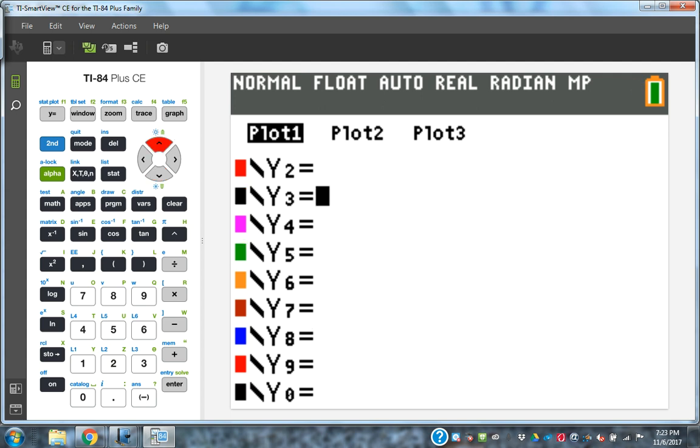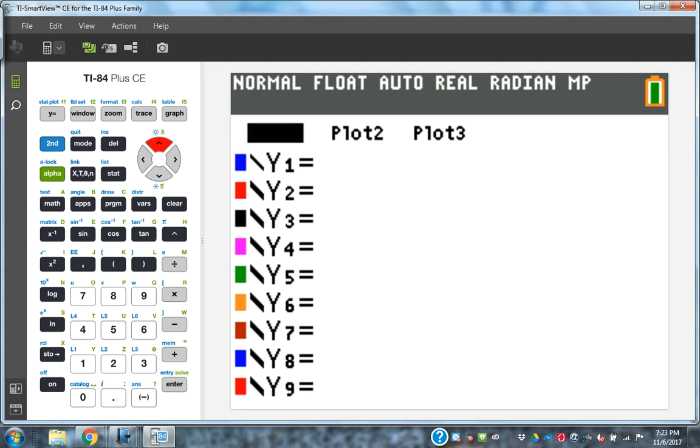There is something crazy going on my screen that I need to take care of. Up there in the top, notice how that plot 1 is darkened in. If that's darkened in, you need to turn it off. So you just arrow up to it, hit enter, and notice how it's not solid anymore. It's blinking, and it's not there. So turn those off.